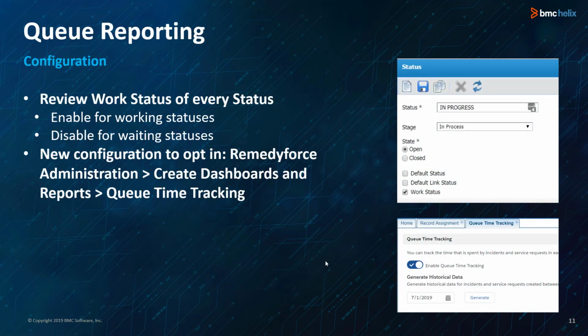Certain prerequisites are necessary for queue reporting to work. Queue and user assignment must be enabled. If queue reporting is required for historical data, field history tracking must have been enabled for status and owner for the period for which data is required. To opt into queue tracking, launch the page Remedyforce Administration, Create Dashboards and Reports, Queue Time Tracking, and enable the field Enable queue time tracking.